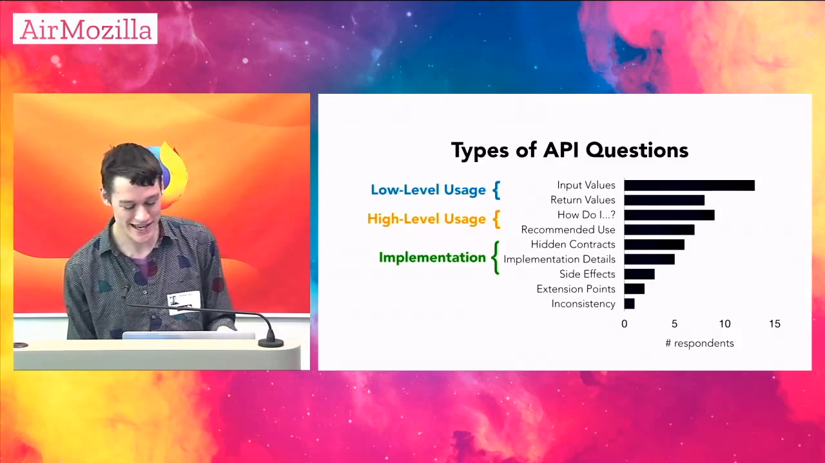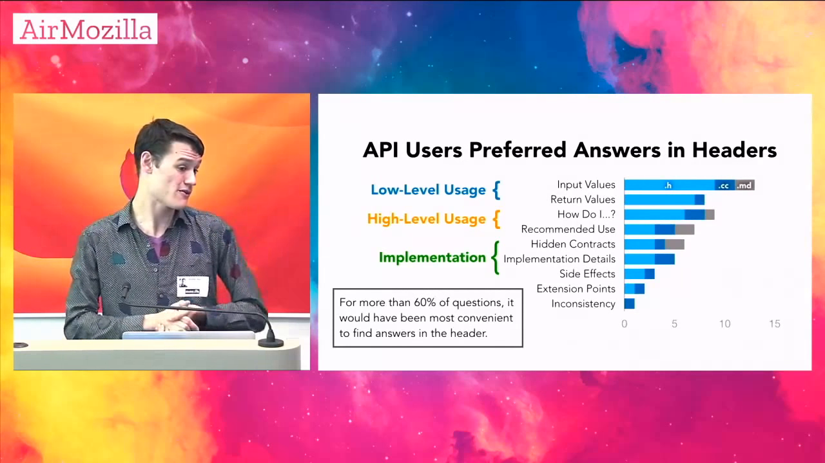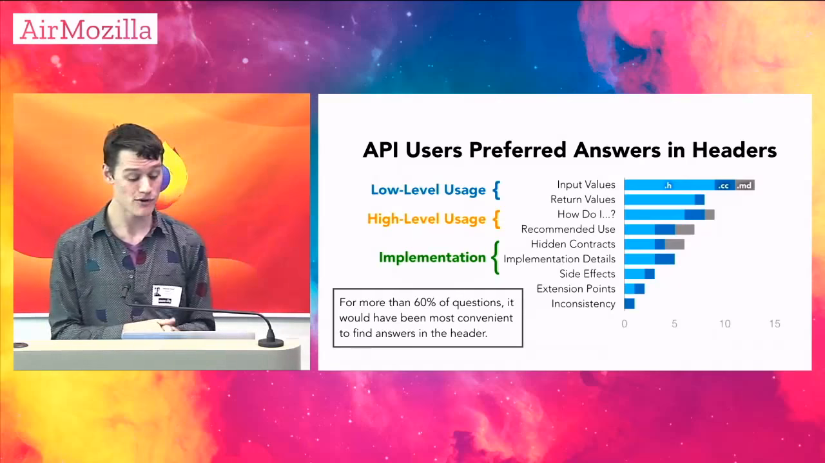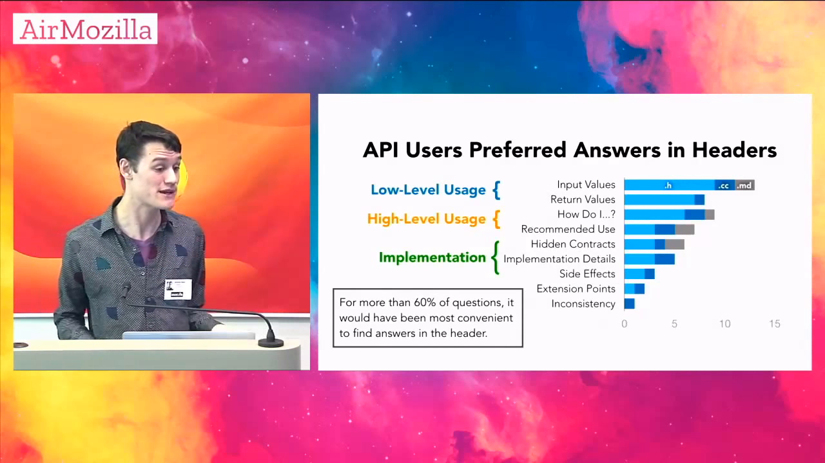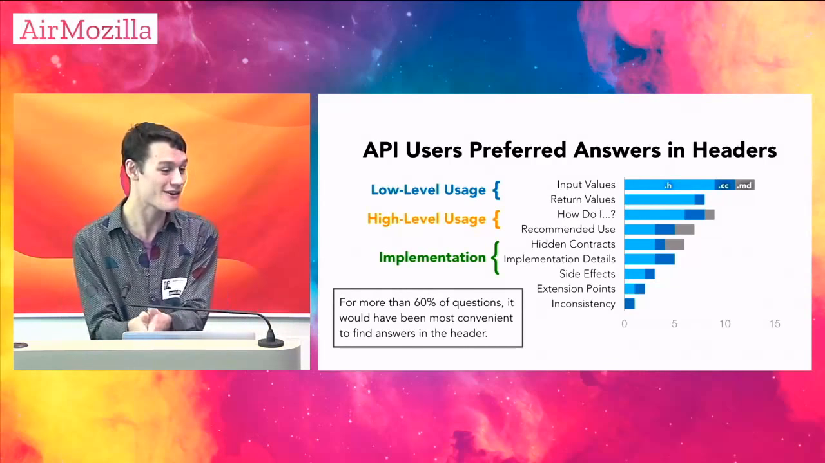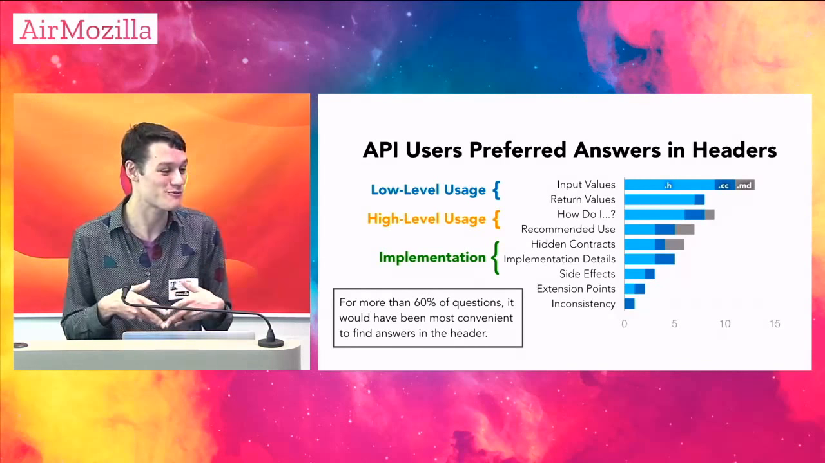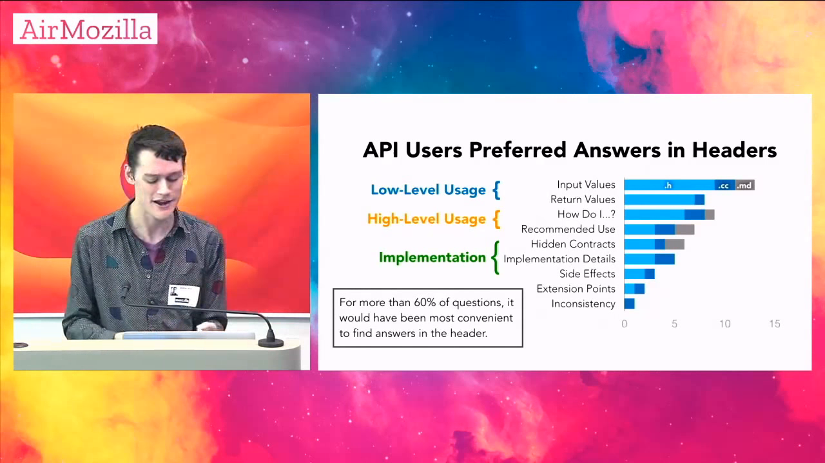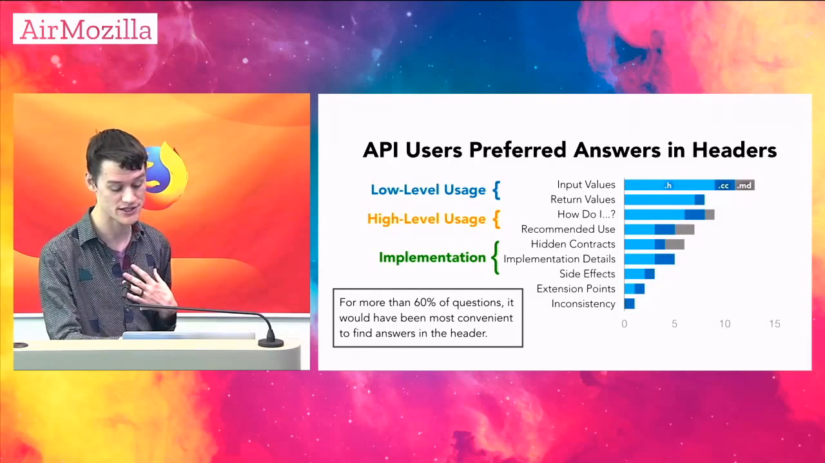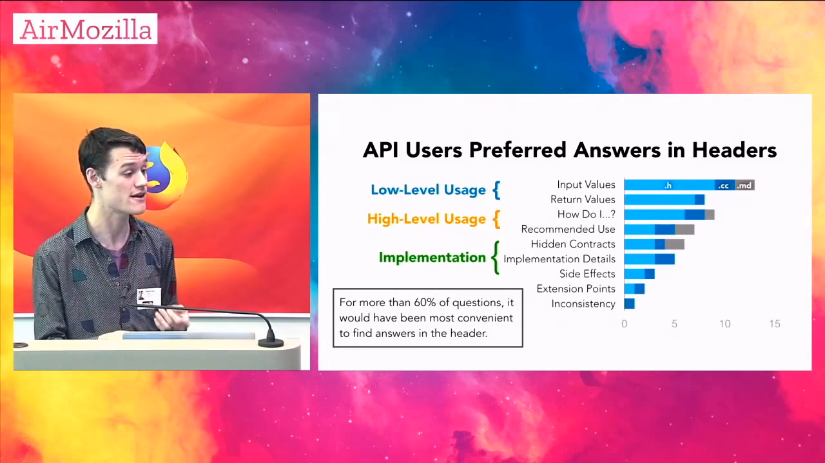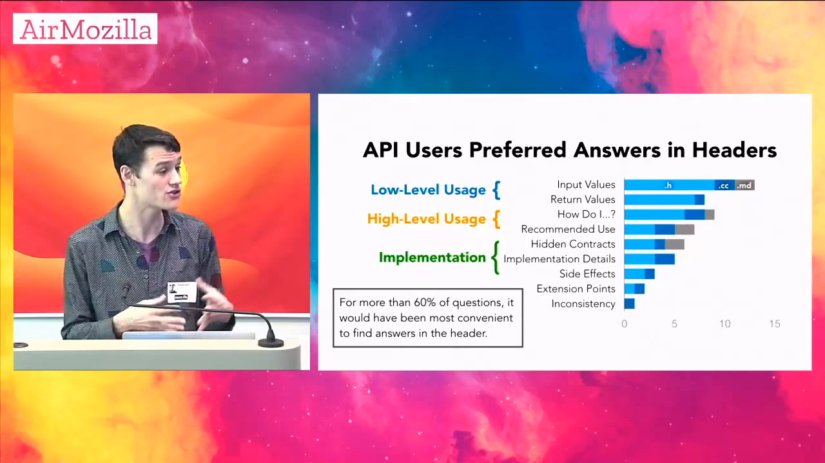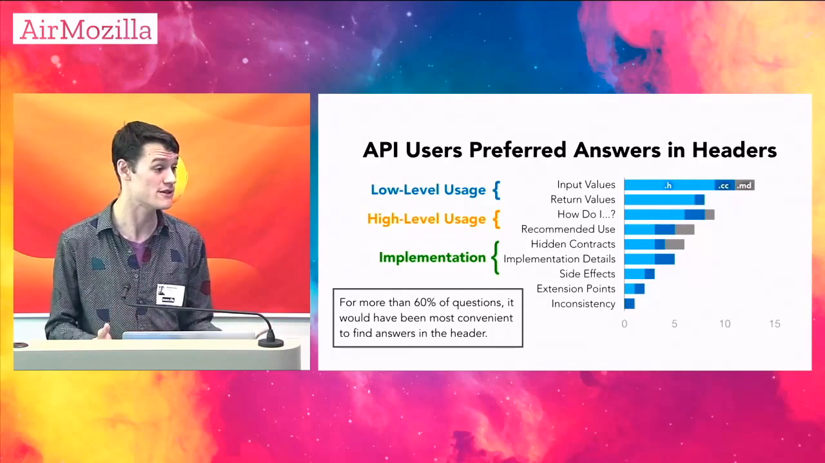The other cool thing is that we got to ask about where the programmers preferred to find this information. And most of them, unsurprisingly, wanted to find this information in the header files. This isn't so surprising because they started out in the header files to begin with. This would have probably saved most of them time if it had been right there. But what's interesting to me is that even for some of these implementation questions, that light blue bar that you can see there, these were questions that our respondents also wanted to have answered in the header documentation.